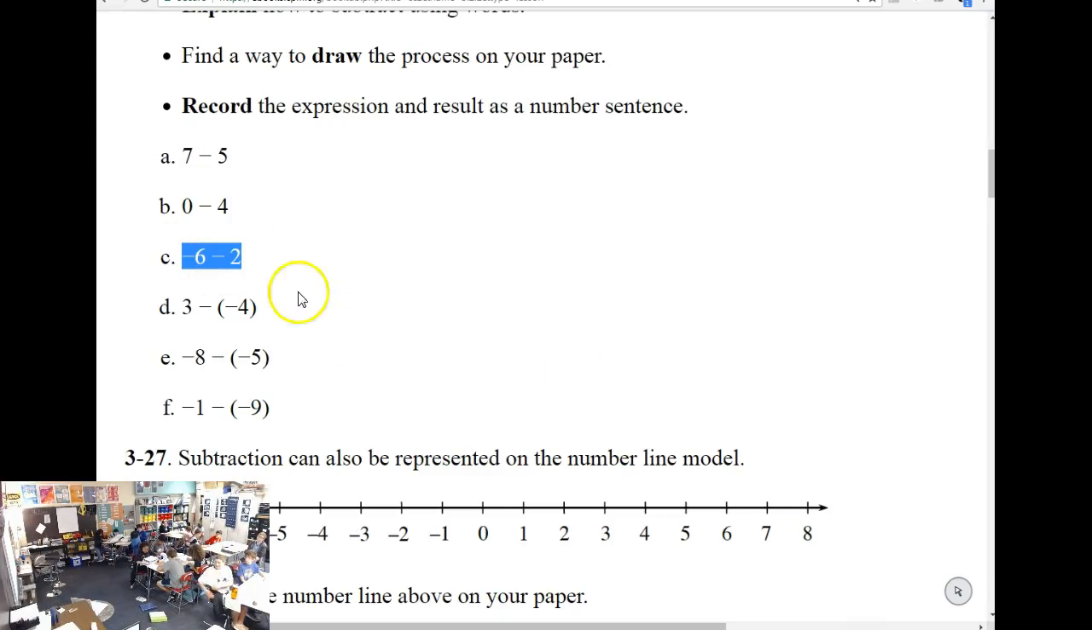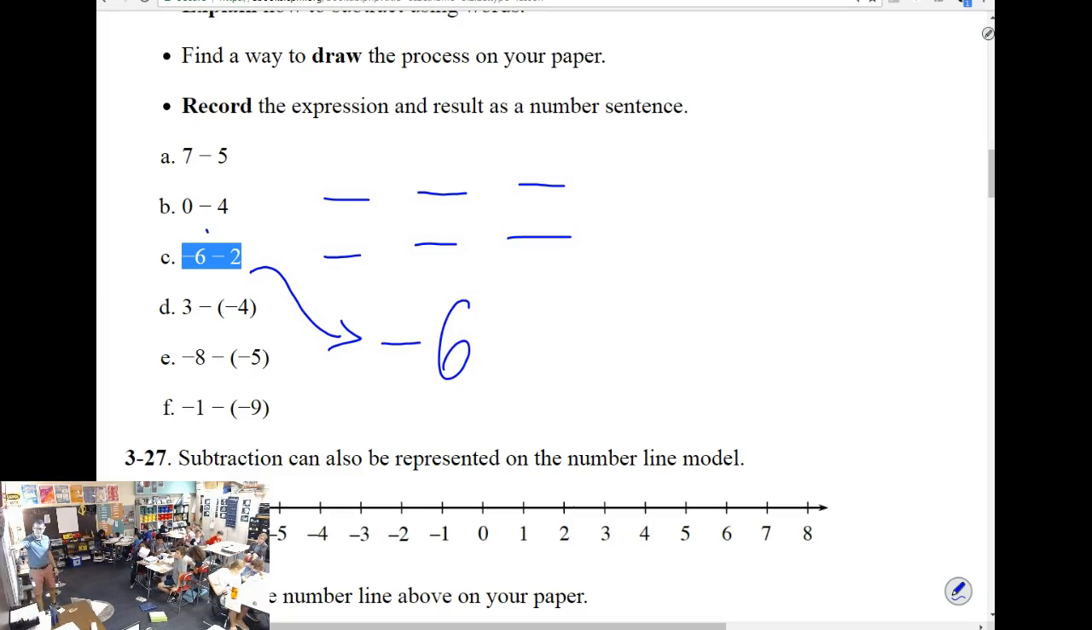-6 minus 2. If we put ourselves in that analogy of good guys, bad guys, now I need to take away 2 good guys. But we can't. My advice, and what the PBS video also told us, was subtraction is not real. It's a manipulation. This is really -6.